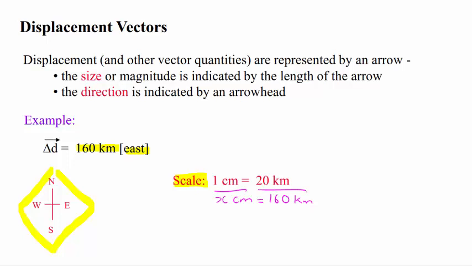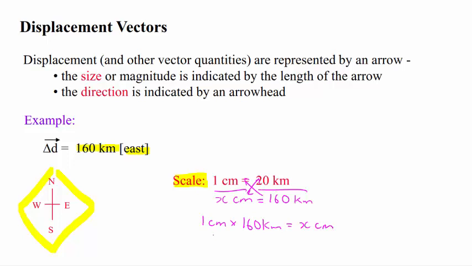And so if this is the case, these are both equal to one another. So if we're going to set this up, we need to do some cross multiplying here. So that would come up here, and these would switch spots. So 1 centimeter times 160 kilometers is going to be equal to x centimeters.